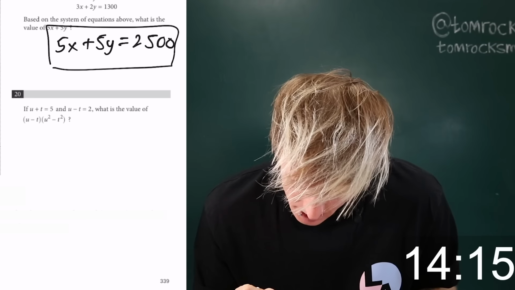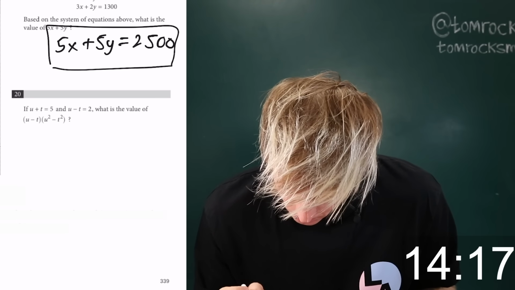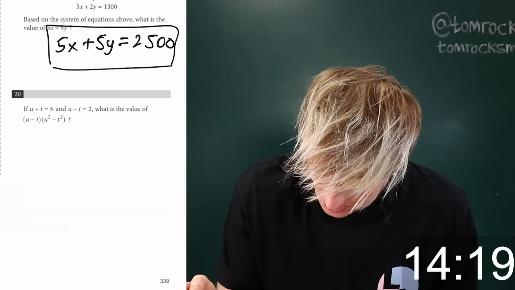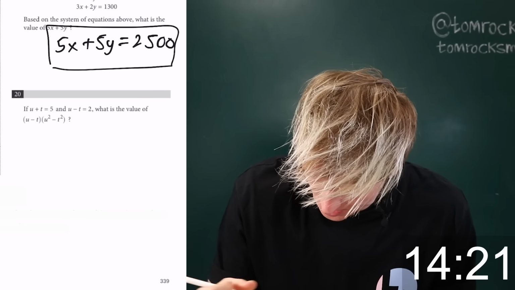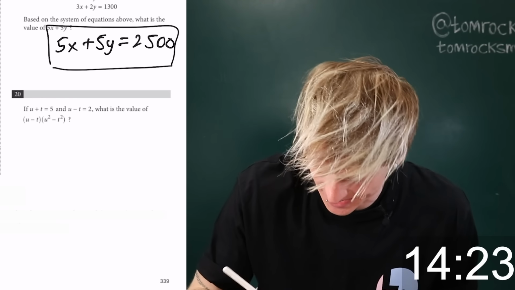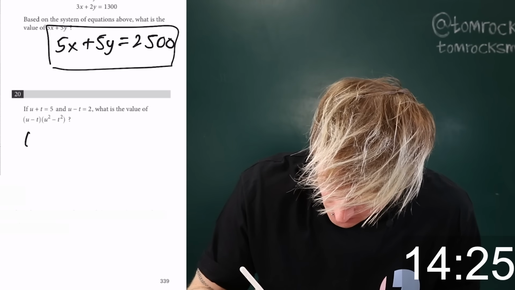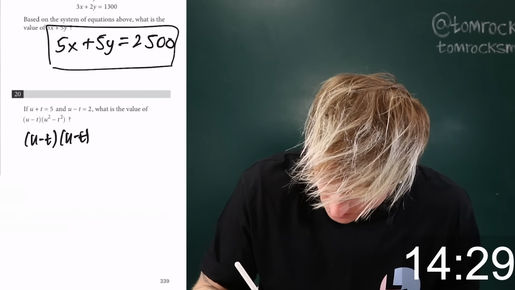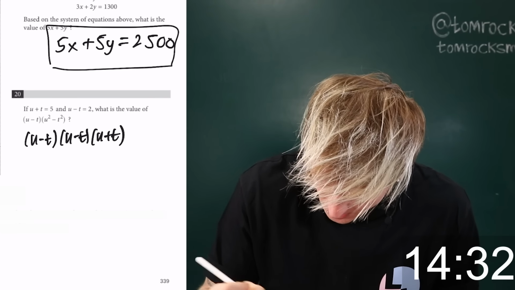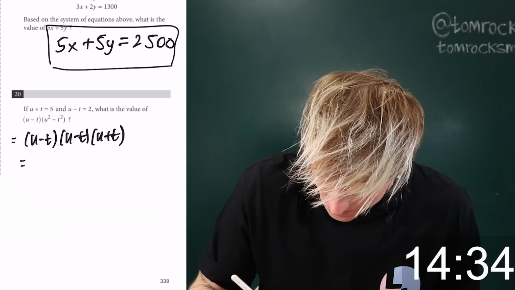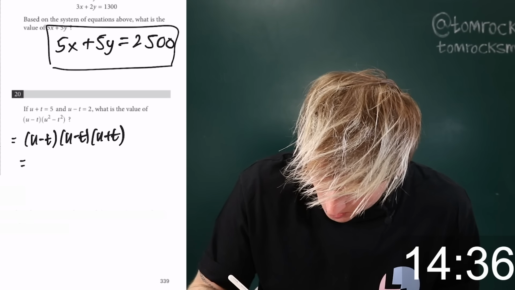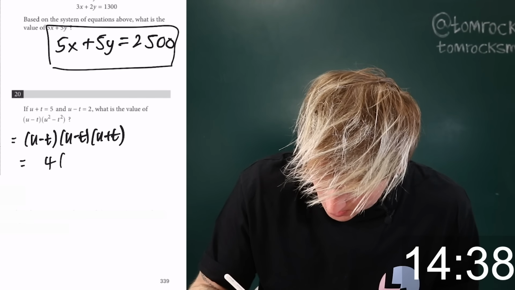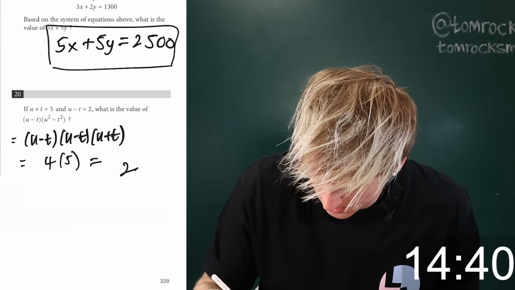u plus t equals 5. u minus t is 2. Okay, so let's solve that. No, I don't need to solve it. Difference of 2 squares, very nice. So we've got u squared minus t squared, so that's u minus t times u plus t. That's what I want to know. But u minus t is 2. So that's 2, and then it's times u plus t, which is 5. So the answer is 10.